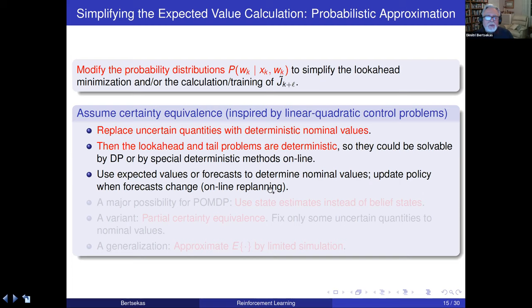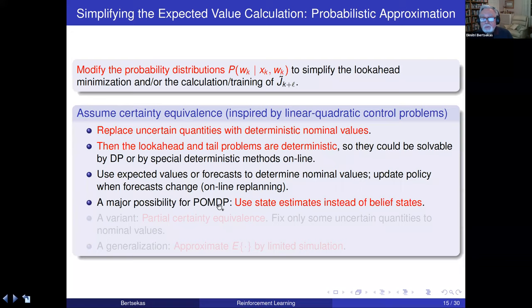There are other simplifications of similar type. For example, you may have these probability distributions obtained through forecasts. For example, this may represent the state of the weather. There may be a forecast here for different states of the weather. And once you get a new forecast, you can update, you can use certainty equivalence in the context of this, once you get the forecast.